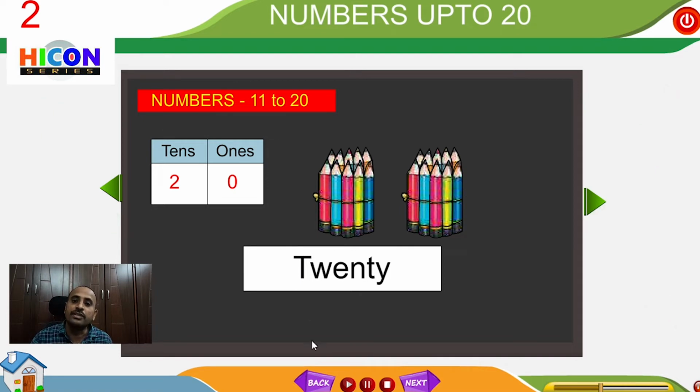So children, these are the numbers from 11 to 20, and how to write the numbers in words. So these are the numbers up to 20. So children, let us enter into some small activity part.